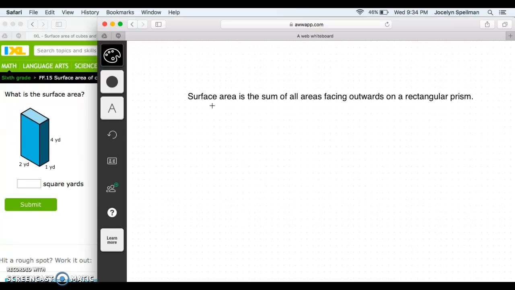And what I mean by sum is that you add up every single area that is facing outwards on this shape.